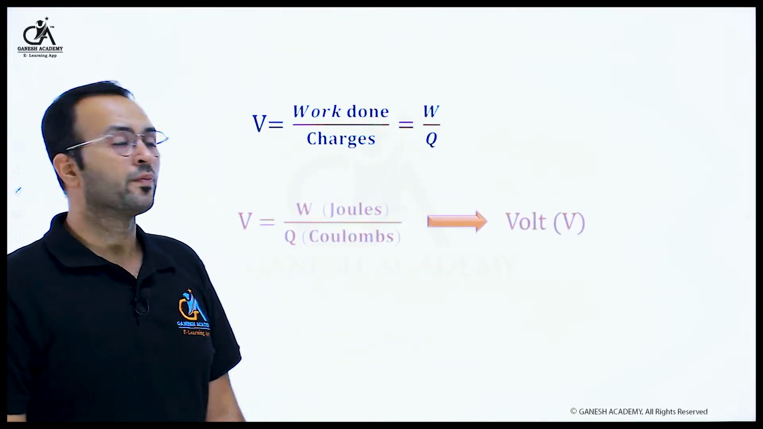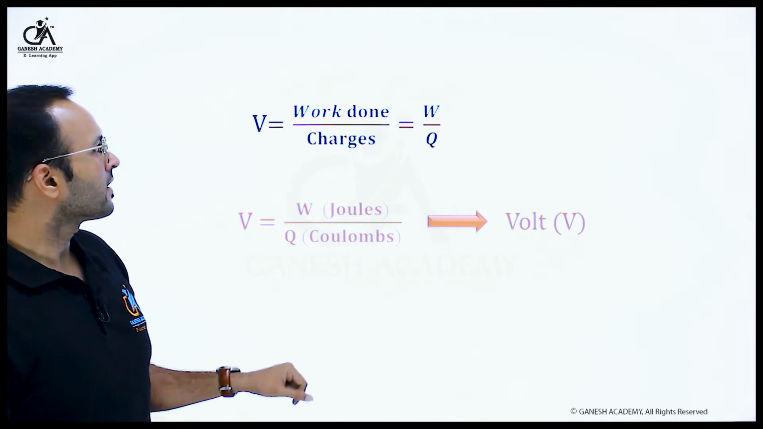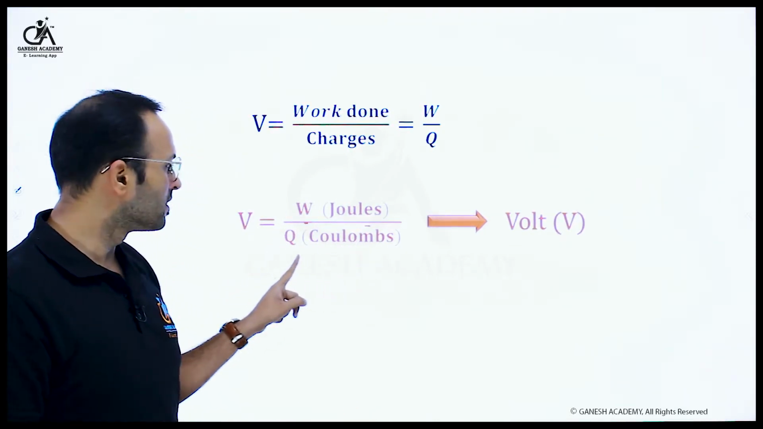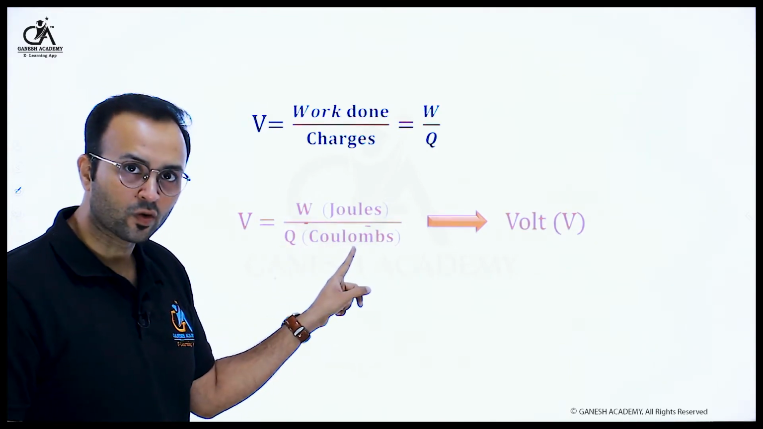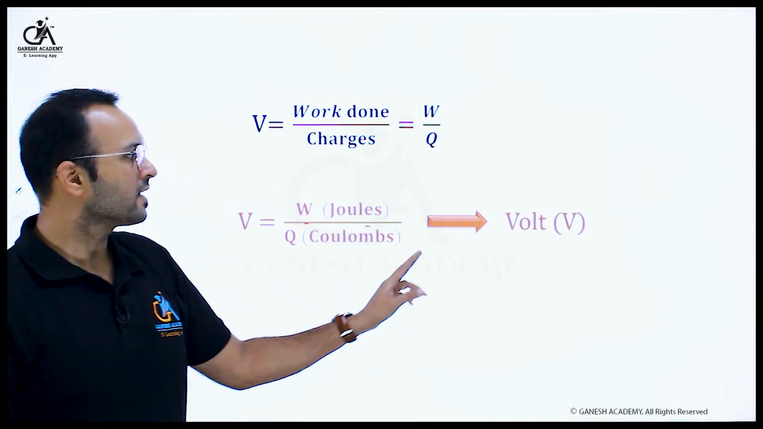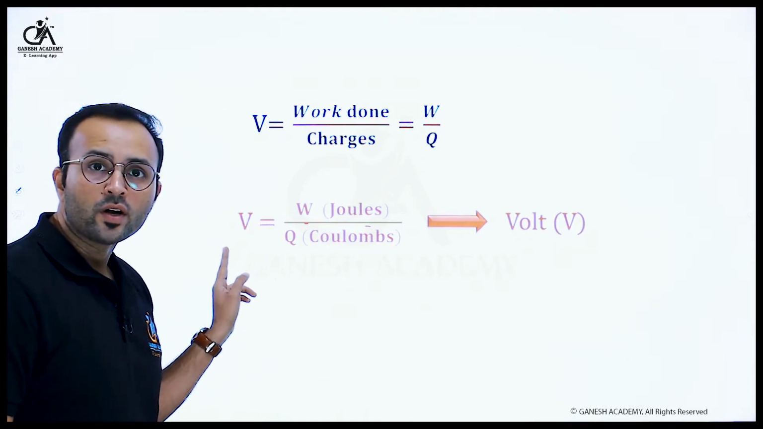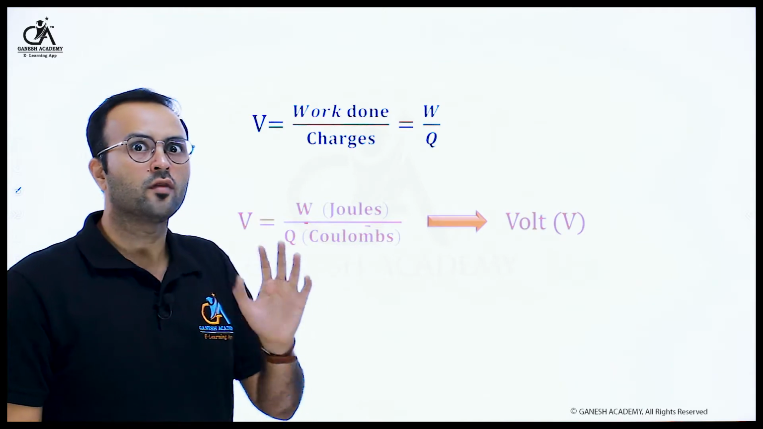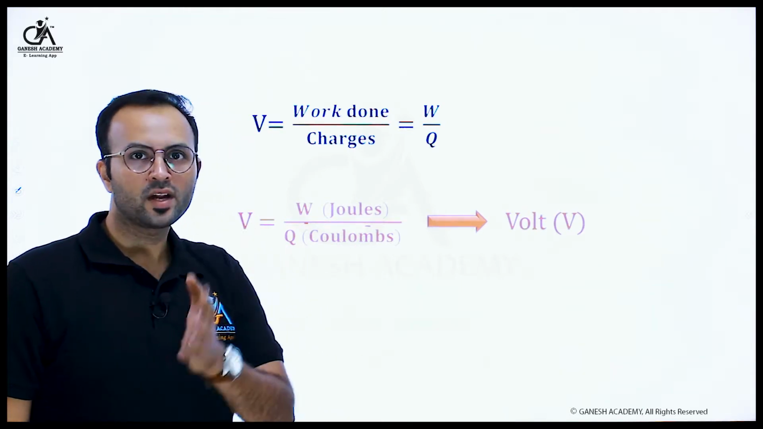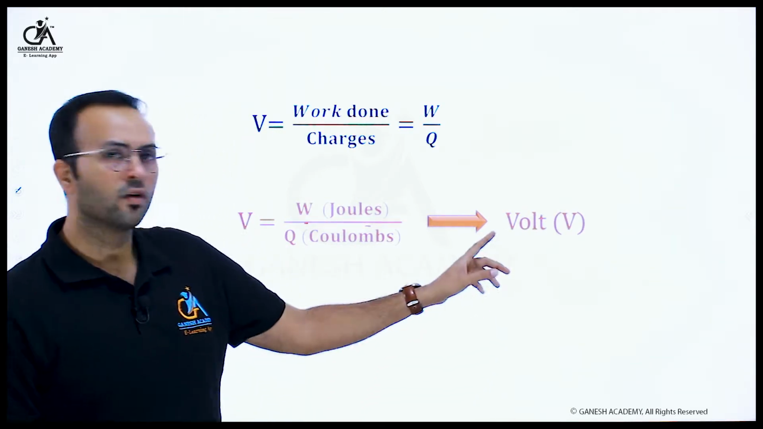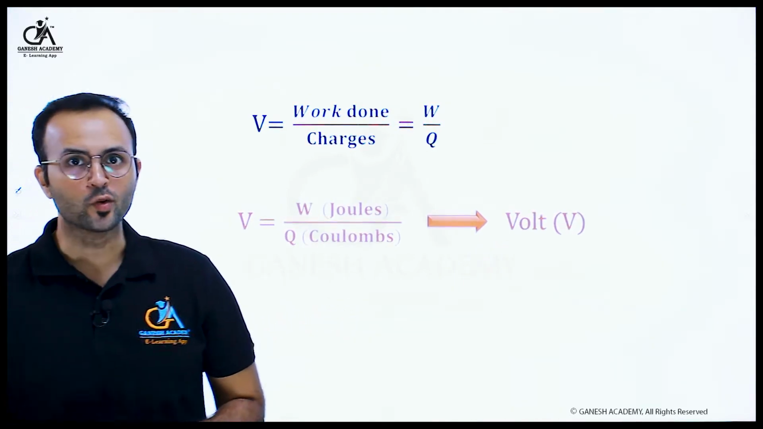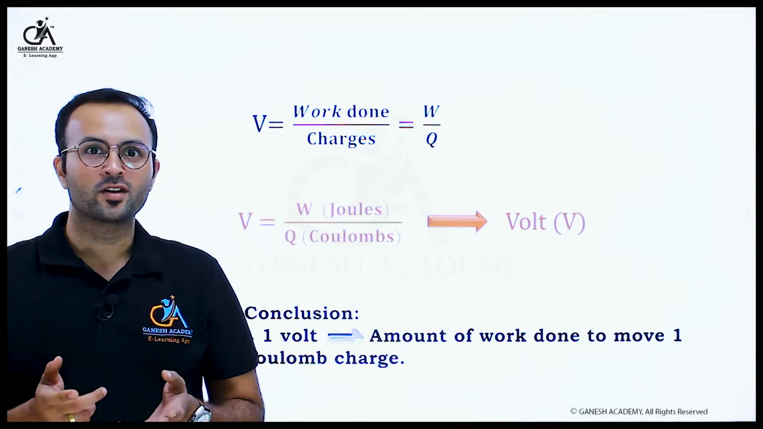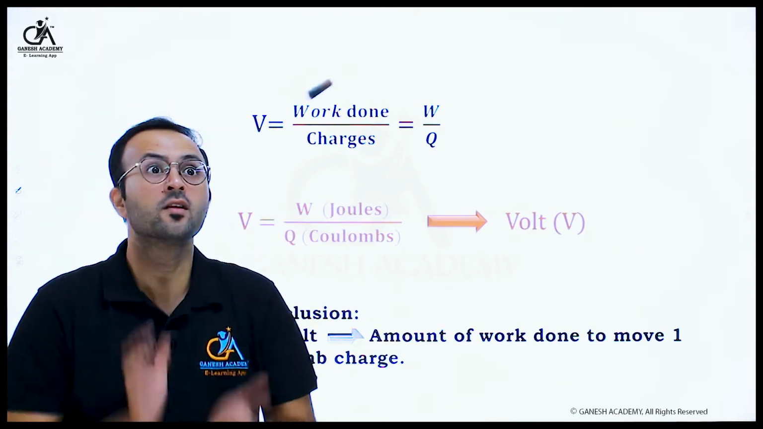Okay. So finally we know that when you say work done, that is work which is calculated in joules, and Q is calculated in coulomb. So we can say that the unit for voltage is nothing but joules per coulomb. Joules per coulomb. Now we don't remember it as joules per coulomb, we remember it in a simple way, that is nothing but volt.